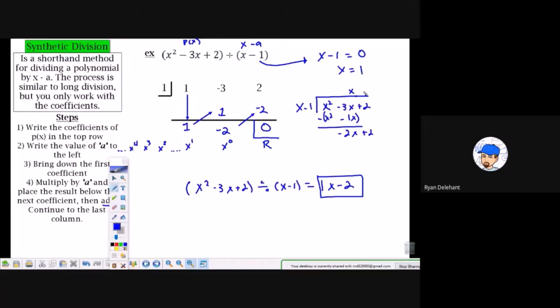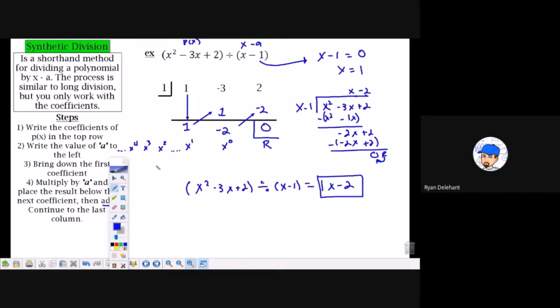So that needs to be negative 2, which will give you negative 2x and a plus 2. And then when we subtract those, we get our remainder of 0, which is what we saw here. And our result was x minus 2. It's the same thing. It's shorthand.